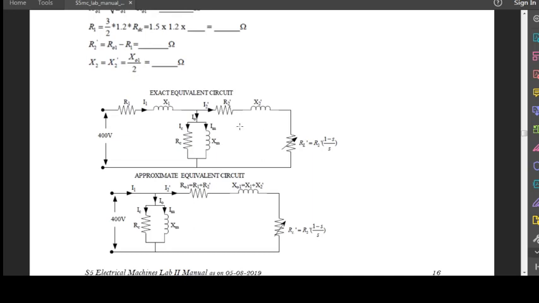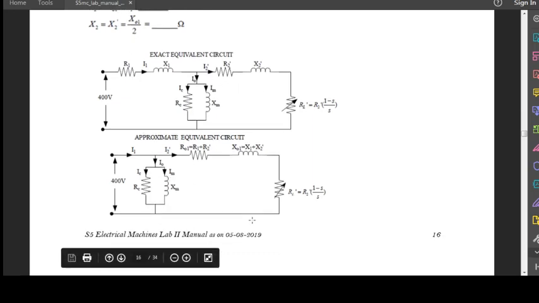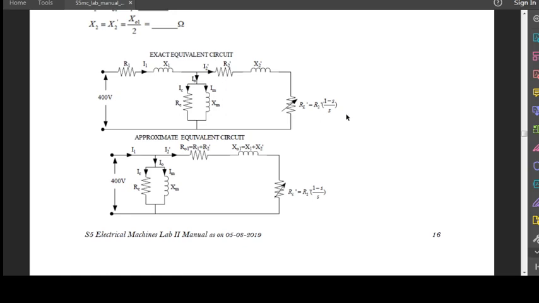So this is our exact equivalent circuit at the top and the approximate equivalent circuit at the bottom. So we have to calculate R1, I1, X1, IC, RC, IM, XM, I dash 2, R dash 2, X dash 2, R dash L. R dash L is equal to R dash 2 into (1 minus S) divided by S. The bottom one is the approximate equivalent circuit. These are the values we have to find out.